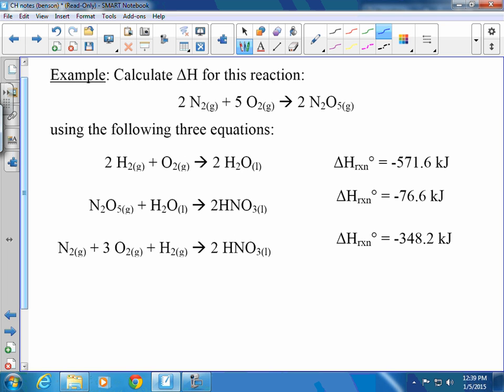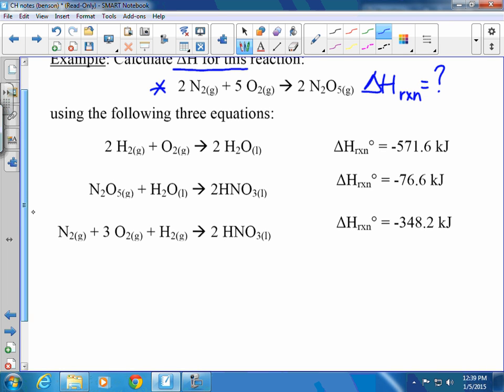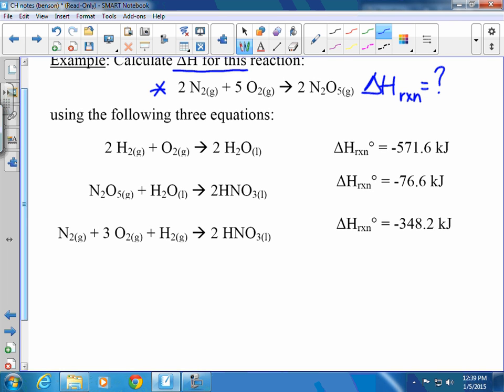So in this example, it says calculate the change in heat for this reaction. So this is my answer. I want to find my change in heat overall for this reaction. Now, in all the other examples that we've been showing you, we've been giving you that. Now, Hess's Law is saying that I can take these bottom three reactions, manipulate them to look like the one that I have starred up here, and when I do that, then I can use the heat of reactions of these individual ones, add them up, and I'm going to get the overall reaction above.